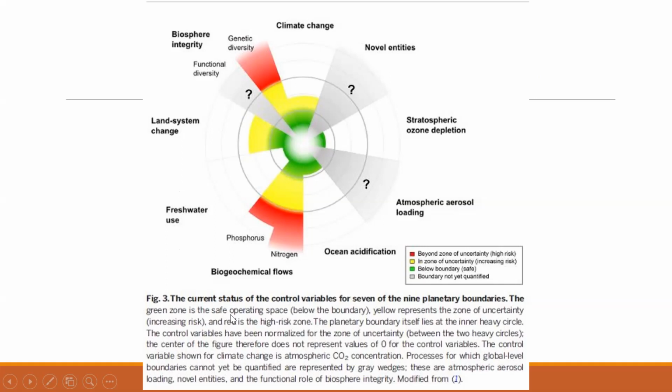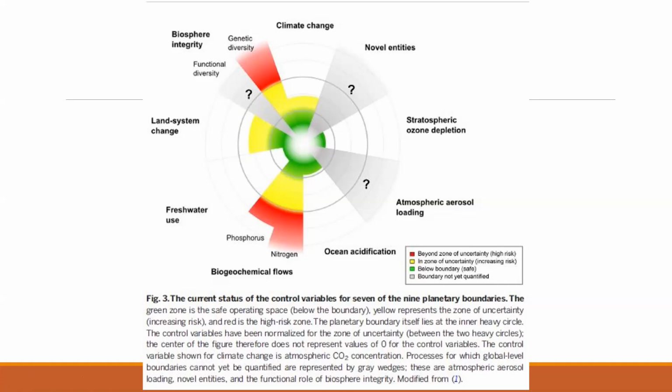You should have all of the information that you need in order to read the figure, okay? So for example, they put down here, what is this green space? What is the yellow space? What is the red space? Where's the planetary boundary? Why are they all kind of on the same thing? Because one wouldn't measure climate change the same way they measure biogeochemical flows. Oh, that's because it's been normalized for the zone of uncertainty. So essentially the variables have been transformed so they can be compared to one another on the same sort of scale.